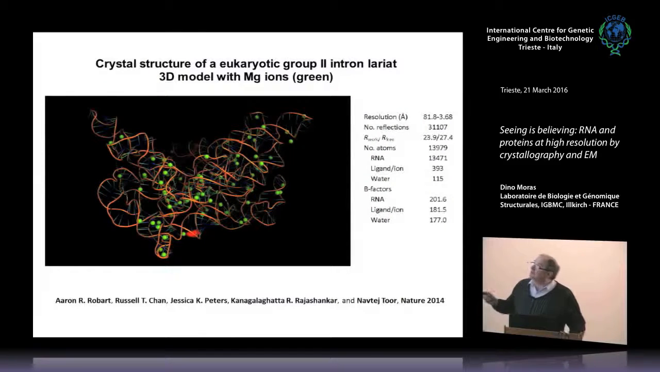Here you have the crystal structure of the group 2 intron lariat, with a resolution of 3.7, optimistic. So it's low for crystallography. I will come back to that later. Number of reflections, 31,000. You have to compare with those, 31,000 from the same conformer. It's 10 times less, but you have a unique conformation. Don't forget, in terms of information, you have all the redundancy.